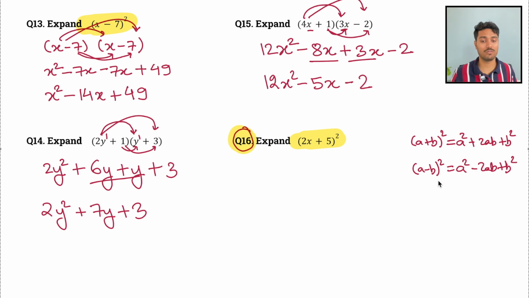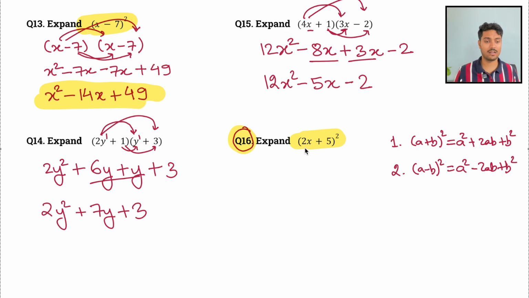So if you have already solved question number 13, 14 and 15, you can try again question number 13 with identity. This is first identity, let's say this is second identity. You can use second identity to expand x minus 7 the whole square and check whether you are getting the same answer or not. For this question, we are going to use the first identity because we have 2x plus 5 the whole square. So we will use (a plus b) the whole square, that is a square plus 2ab plus b square, and we'll see what answer we'll get.